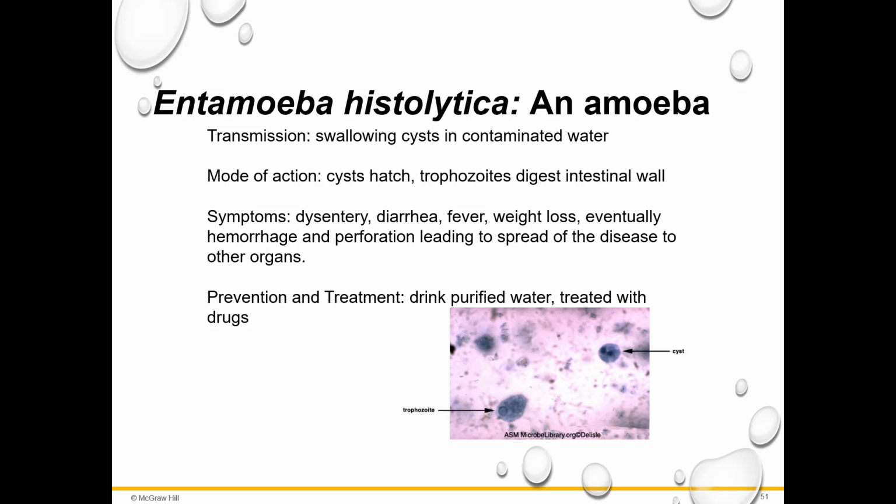So what this one does is, yeah, it causes diarrhea, but if it sticks around in the body long enough, it can actually eat holes through your intestine, and it can cause your intestine to perforate. It can also cause a small amount of bleeding in your intestine and internal bleeding, which can lead to anemia. If these perforate through your intestines, they can spread to other organs and start eating other organs in your body. Prevention and treatment: you want to drink purified water, and this is treated with drugs.